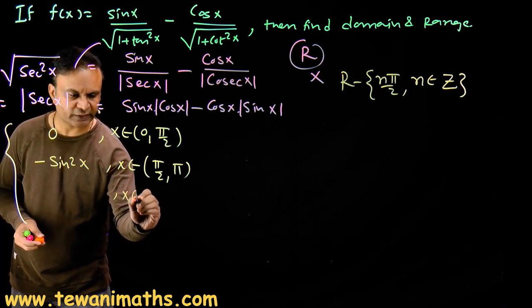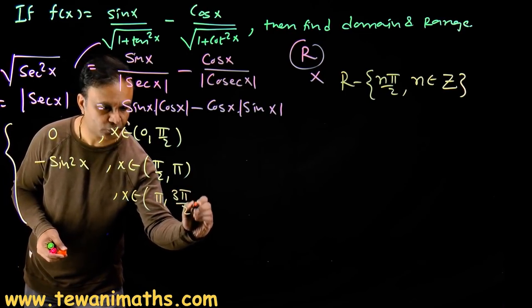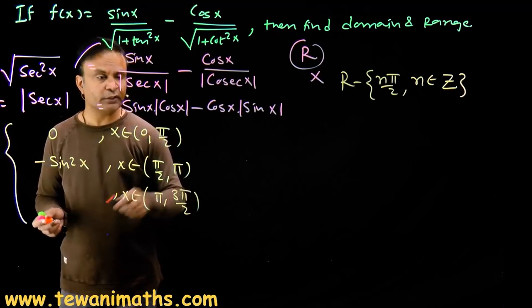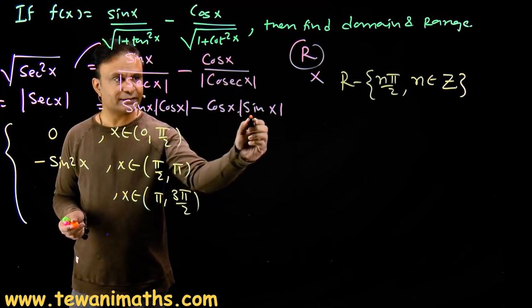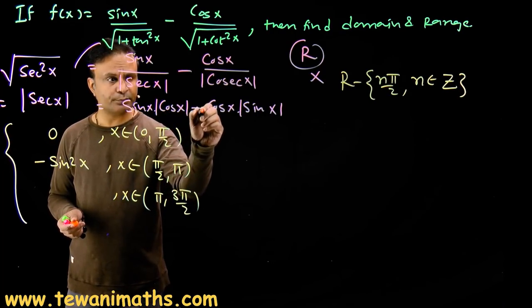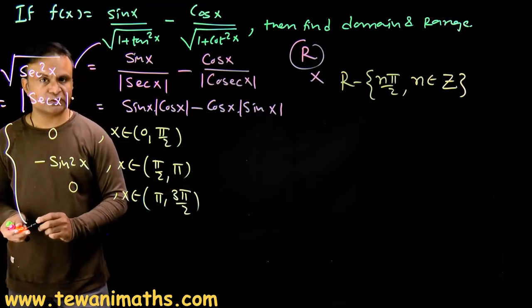Third quadrant, x belongs to pi to 3 pi by 2. In the third quadrant, both sin x and cos x are negative. So this is minus cos x and this is minus sin x. So we have minus sin x cos x plus cos x sin x. Cancel out. So here we have 0 again.